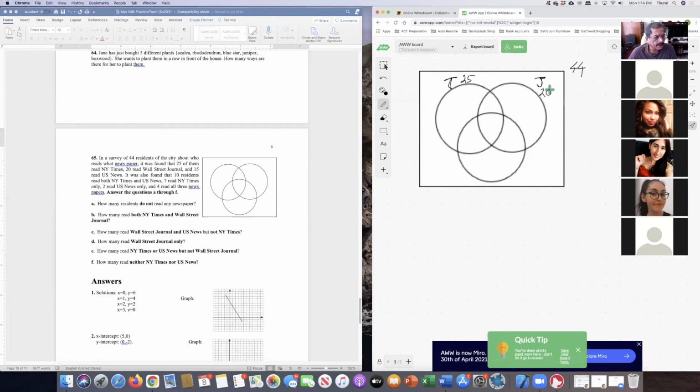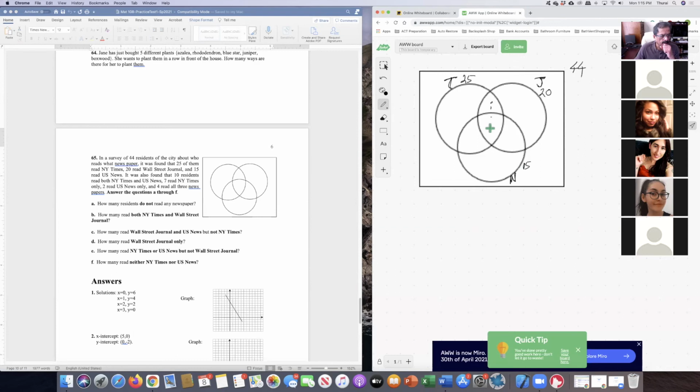Then it says 15 read US News. I'll use N to mean news and put 15 outside there. It was also found that 10 residents read both New York Times and US News. I cannot put that number down because it's not one of the sections. It's equal to these two sections together. That's what that number is. So I'll read on and see.